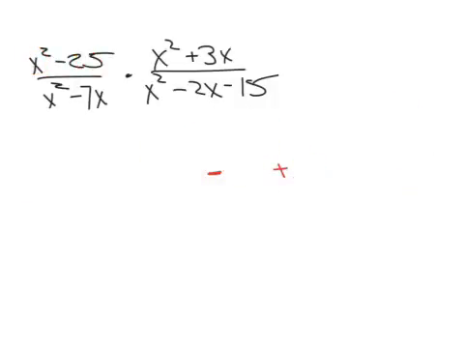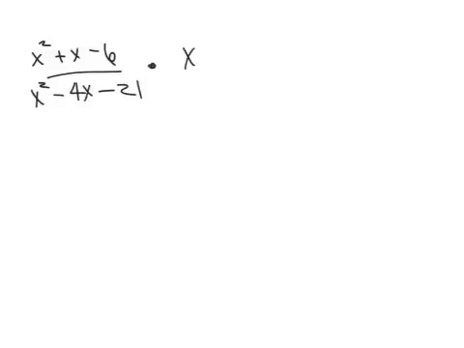Okay, so we'll do a couple more. Make sure that you have this down a little bit. Alright, so we've got x squared plus x plus 6. Whoops, I'm sorry, that should be a minus 6. Minus 6, and that's going to be over x squared minus 4x minus 21. And I'm multiplying that by x squared minus 8x plus 7, over x squared minus x minus 2.